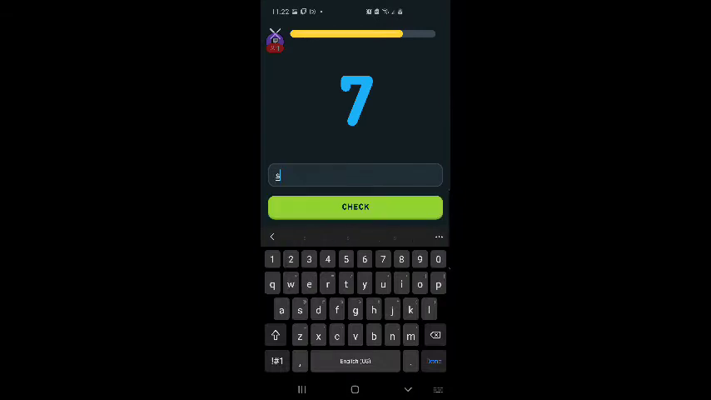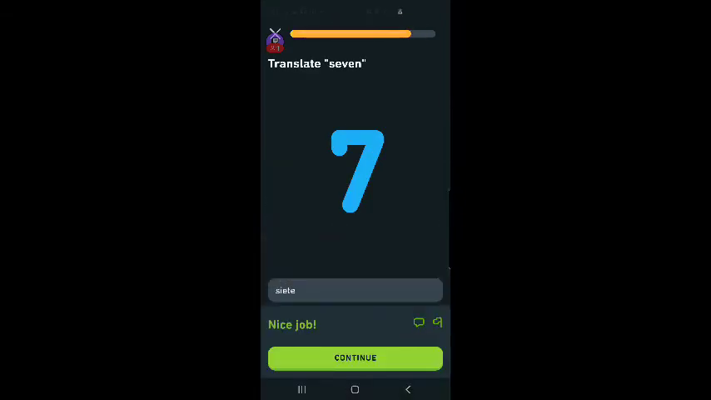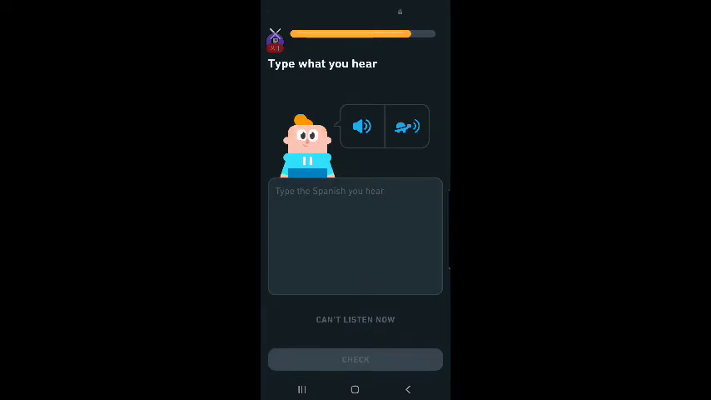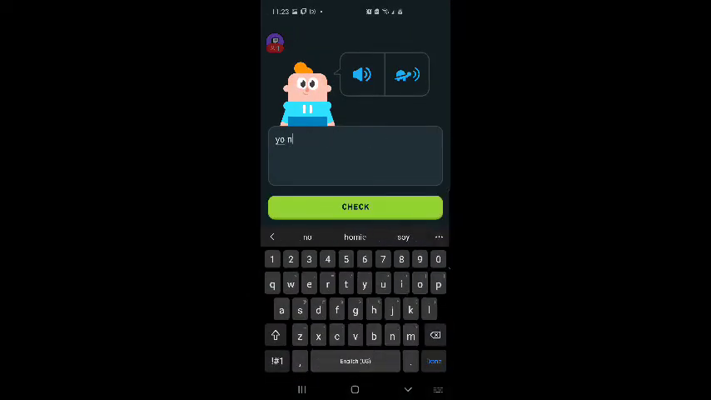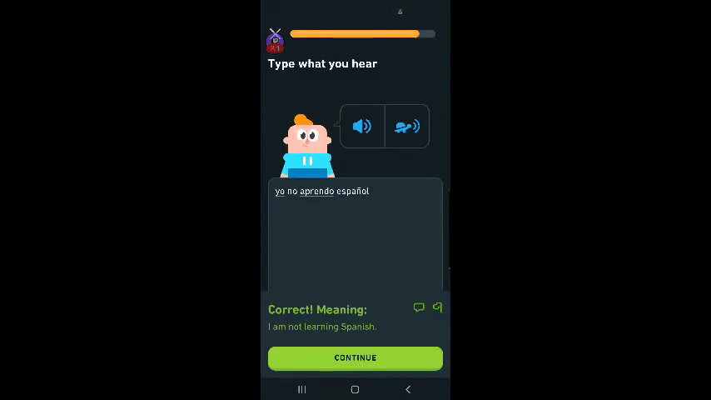Translate 7. Siete. Nice job. Yo no aprendo español. Yo no. Yo no aprendo español. You sounded super different when you said it fast, little boy. Yo no aprendo español. You gotta enunciate, señor. I am not learning Spanish.